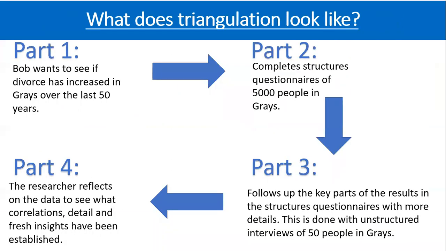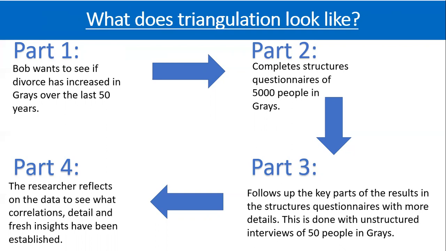And this process of mixed methods and achieving the strengths of both approaches is called triangulation. Okay, so when you're joining up all the dots. So just to give an example of that, Bob wants to see if divorce has increased in Grays over the last 50 years. So the first thing Bob does in part 2 is he completes a structured questionnaire of 5,000 people in Grays. That's going to be really representative because it's a big sample, but it's also going to be really reliable. But in part 3, to make up for the lack of validity, they're going to do perhaps an unstructured interview of 50 people in Grays. Okay, just so that they can really get into the depths and follow up on some of those answers in the questionnaires.